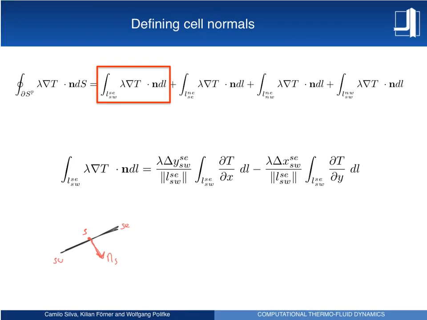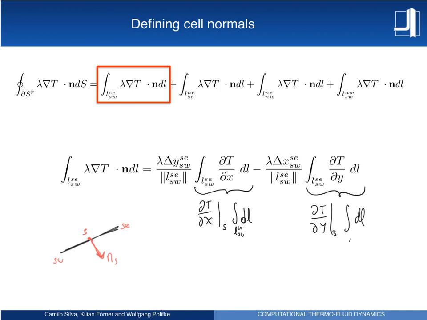Okay, so we'll just write the whole thing. So we know that this becomes dT/dx, where at south, integration dl over this line SW SE. And here this is a similar thing, dT/dy, where at S, and then integration dl, SW SE. And what is the value of this? This is nothing but the actual length. The same here.